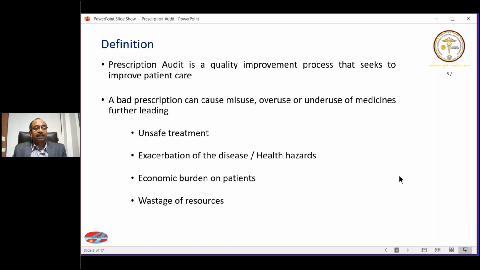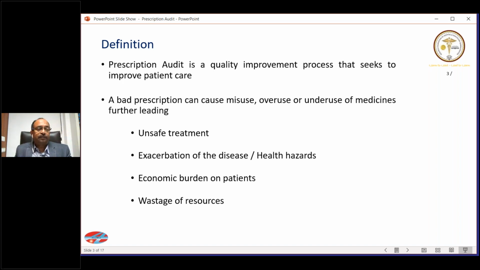By definition, a prescription audit is a quality improvement process that seeks to improve patient care. So please remember that every audit that we do in the hospital setting, for any purpose, unless it is directed towards improvement of patient care, it doesn't help. So we must always remember that audits are a tool to improve the patient care.